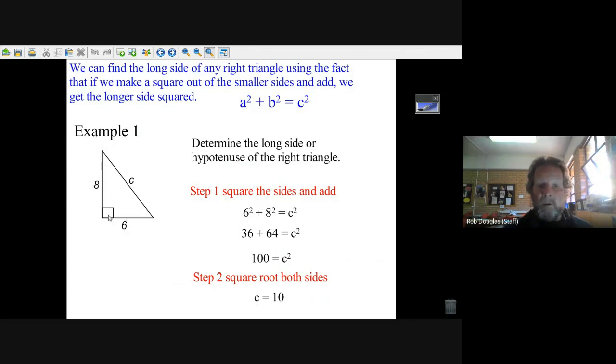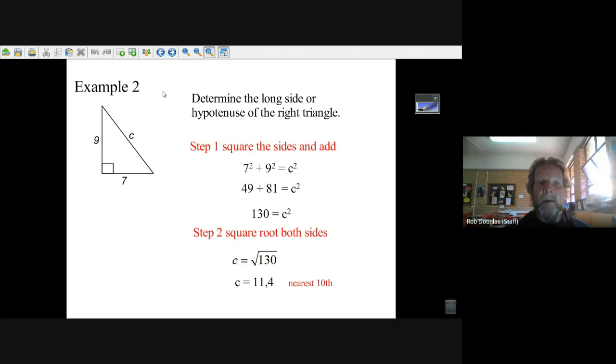So if you've got two short sides, all you do is go 6 squared plus 8 squared. You work it out, it'll equal c squared. Well, 6 squared is 36. 8 times 8 is 64. You add it together, you get 100. Now you're looking for the number that multiplies by itself to equal 100. You square root both sides. The square root of 100 is 10. So sometimes it works out nice and evenly like that.